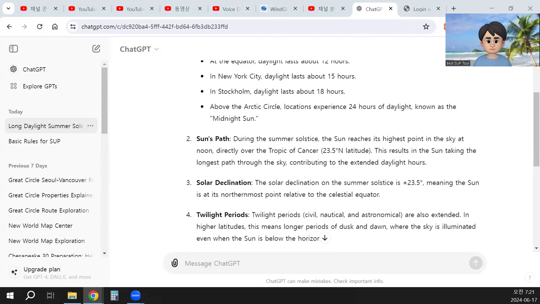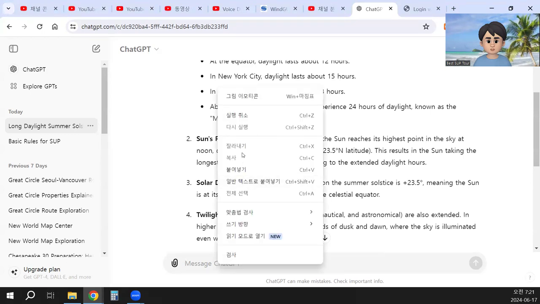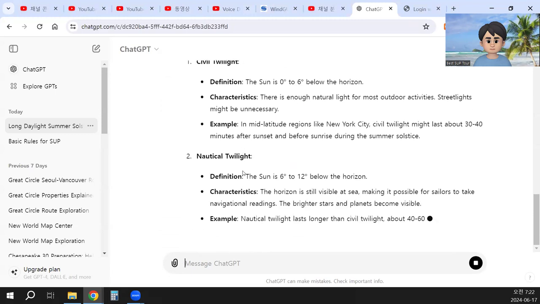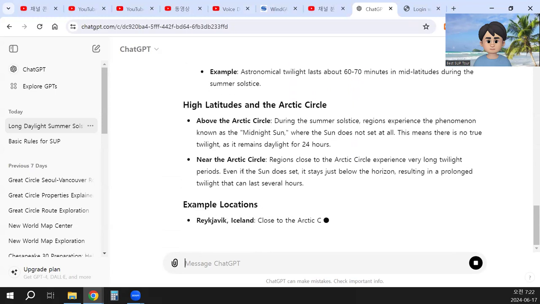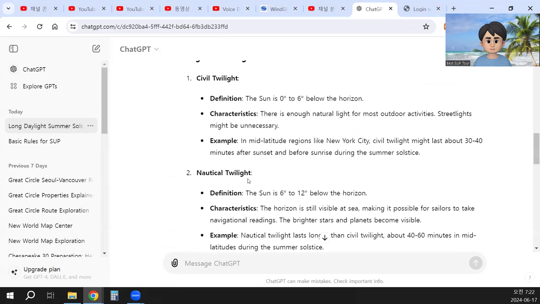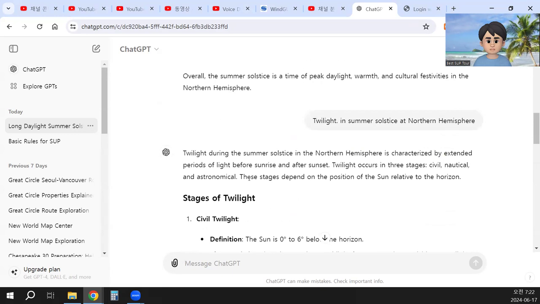Twilight period in the summer solstice at Northern Hemisphere. This is also important in the life cycle of humans, and it is very important in terms of geography, latitude, and daylight phenomena on the planet. How can we figure out and know about this? Knowing about it gives a slightly different view.